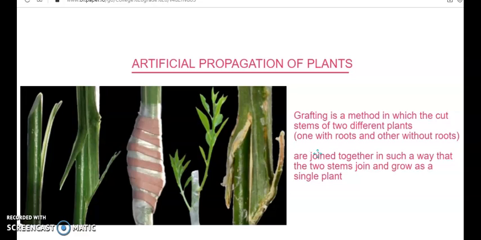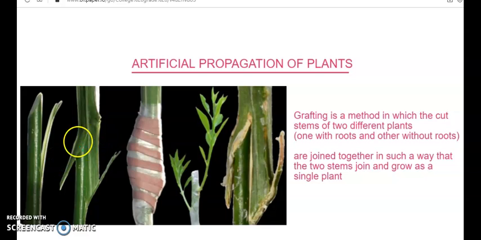A particular mango tree can bear a large number of mangoes, but the sweetness of the mango is not that strong, that good. But we have another mango variety, wherein the tree will bear less number of mangoes, but the sweetness is very good. So what they do is they actually take the cutting of the second mango tree whose fruits are very sweet.